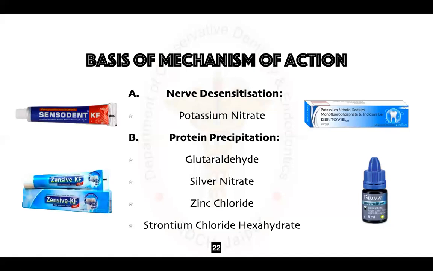Basis of mechanism of action, as I told you: nerve desensitization, potassium nitrate. The second one is protein precipitation by glutaraldehyde, silver nitrate, zinc chloride, strontium chloride hexahydrate. Please write down exactly like it is. Let me clarify the chapter to you in my subsequent slides.